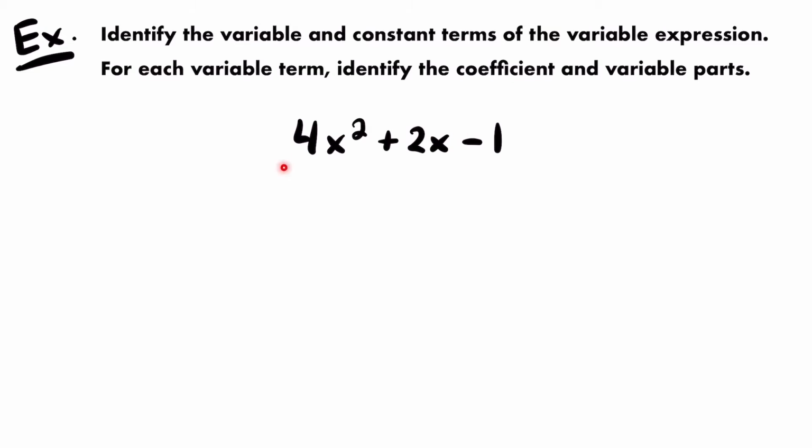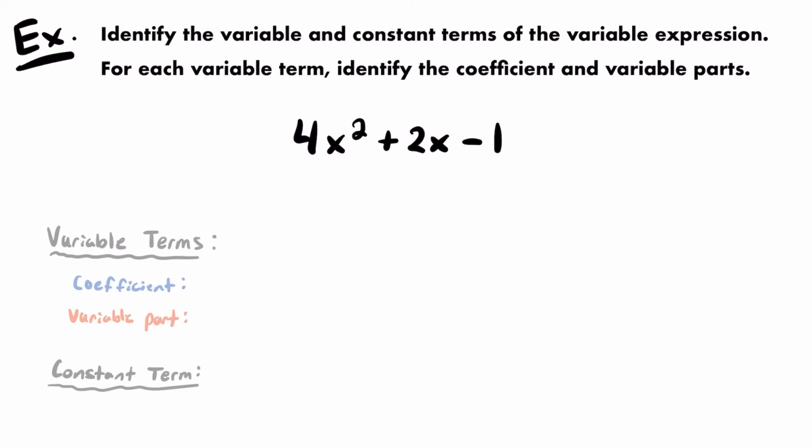Okay, so looking at this variable expression, we can clearly see that there are two variable terms and one constant term. 4x squared includes a variable of x, and 2x includes a variable of x. This last term here of negative 1 is just negative 1. There's no x or any other variables to be seen. So let's write this down. Our variable terms are 4x squared and 2x, and our constant term is negative 1. Don't forget about that negative sign that is included with that 1. All right, so the constant term is not just 1, it is negative 1.